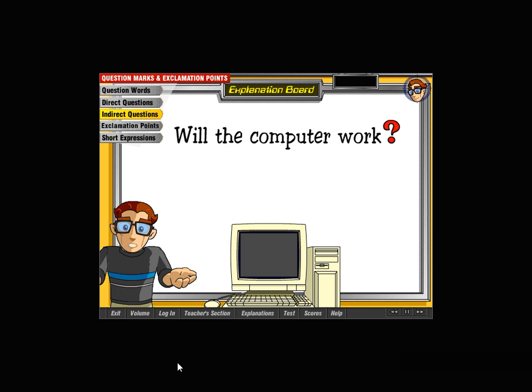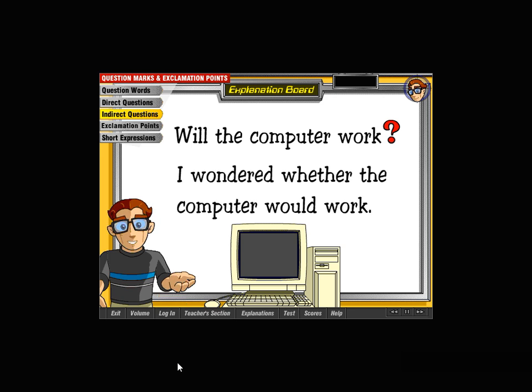Will the computer work is a direct question which requests a direct answer, so you need a question mark. I wondered whether the computer would work, however, is an indirect question. It doesn't require a direct answer, and so you don't need a question mark.